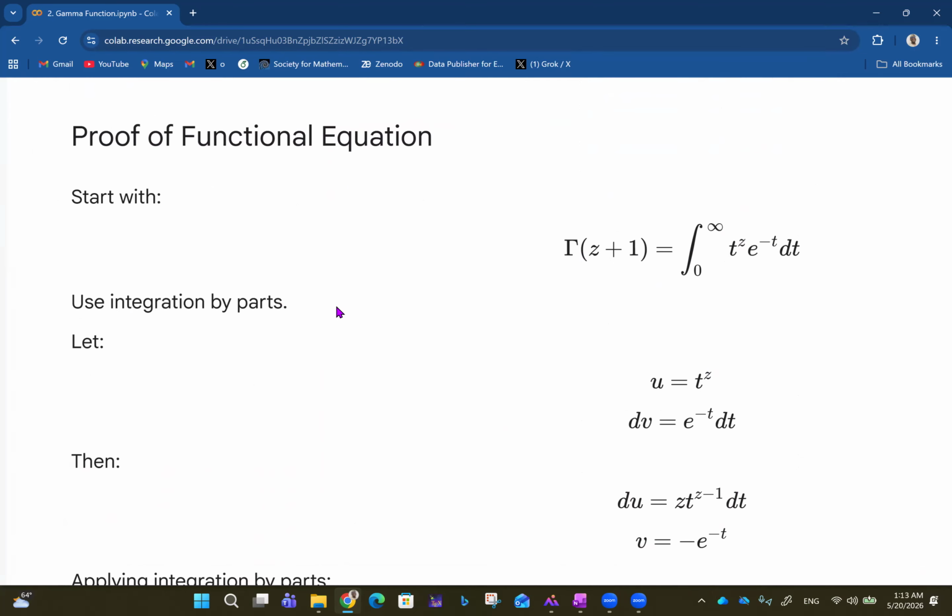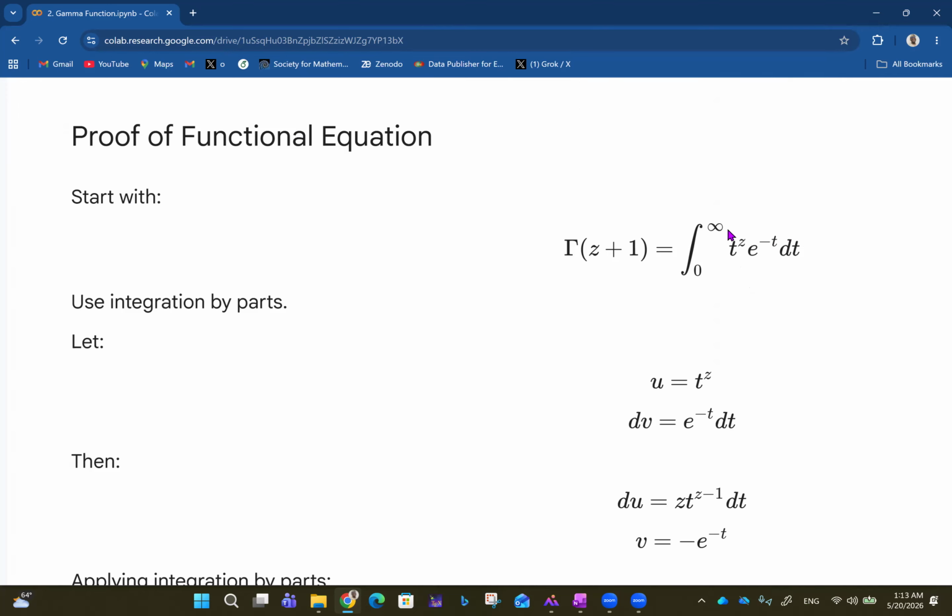Then you use integration by parts. Integration by parts is about picking a part which is easy to differentiate and another part which is easy to integrate, then you differentiate, integrate, and put them together to get the result. t raised power z is easy to differentiate in that if you differentiate z minus 1 times, you get a constant. If you differentiate z times, you get 0 at the end of the day. But e raised power minus t keeps going, so it's better to pick this as what you're integrating.